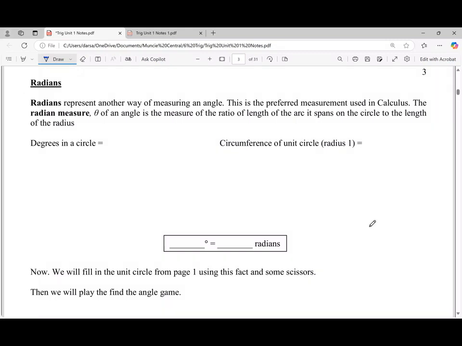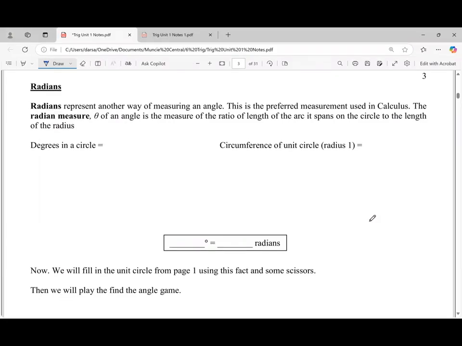When it comes to measuring angles, we have until now measured angles in degrees. But when it comes to pre-calculus, calculus, engineering, pretty much anything above geometry, the preferred way to measure angles is not degrees, but something called radians. So let's see what a radian is.